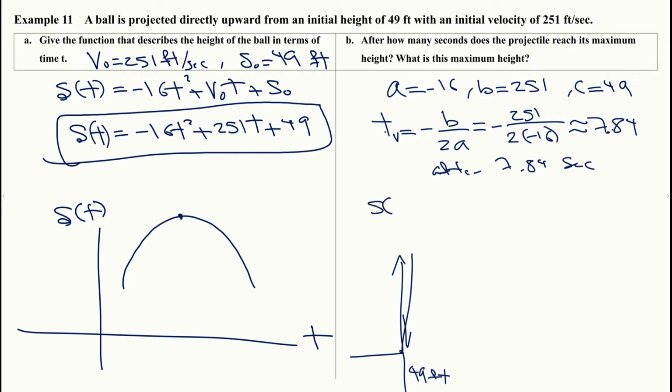So we get s of 7.84 is going to be negative 16 times 7.84 squared plus 251 times 7.84 plus 49, okay? And we just go ahead and plug that in, and we'll get our value.